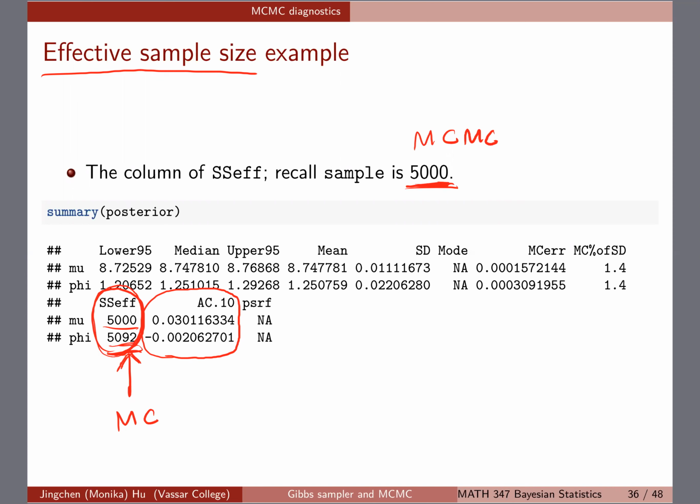I'll give you a couple more minutes to discuss. So what do you think? What do you think the 5,000 for mu represents? And we get an even larger than 5,000 effective sample size for phi, which is more than the number of MCMC draws that we have. What do you think that is doing? Open-ended, so don't be shy. So what does 5,000 mean for the mu? That is slightly easier to think about.